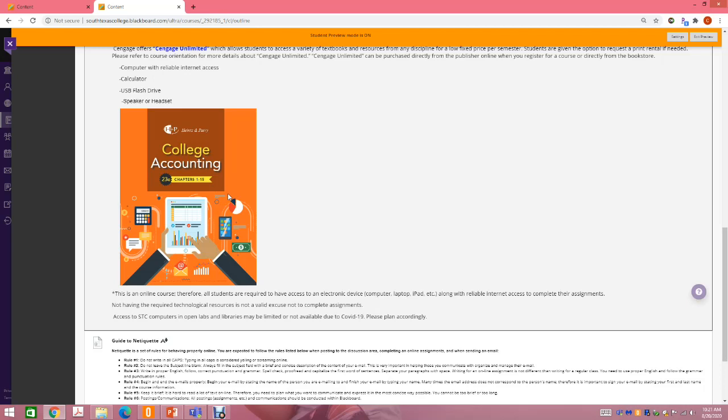Now, access to STC computers in open labs and libraries may be limited or not available due to COVID-19. So it's very important that all students plan accordingly. In March, when spring break came about, we had to close all of our campuses. Right now, you can access the open labs and the libraries, I believe, by appointments. But with this COVID-19 situation, we don't know what's going to happen tomorrow. So it's very important that you have a computer with internet access at home.